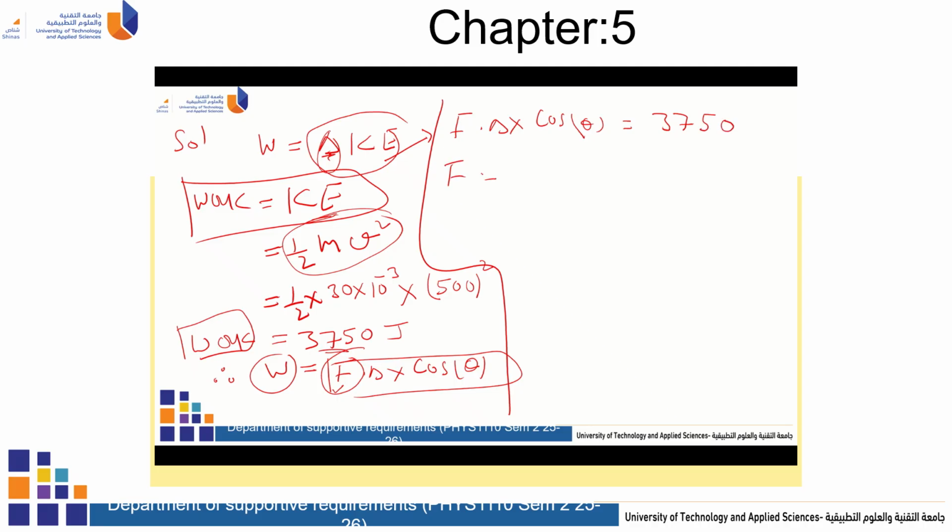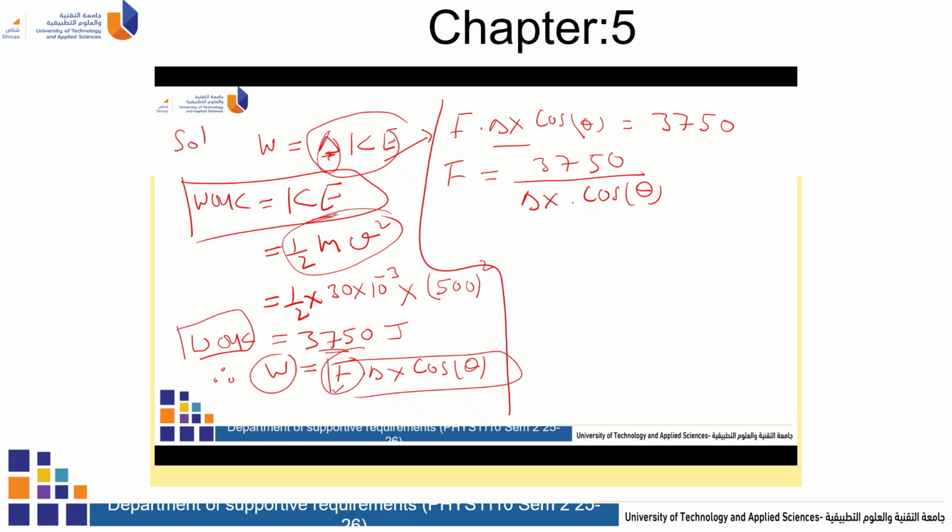So the force is equal to 3750 divided by, this will go to the other side, the delta x and the cosine theta. So this is delta x multiplied by the cosine theta. What is the value of theta? We need to check the direction of the force and the direction of the displacement of the bullet.